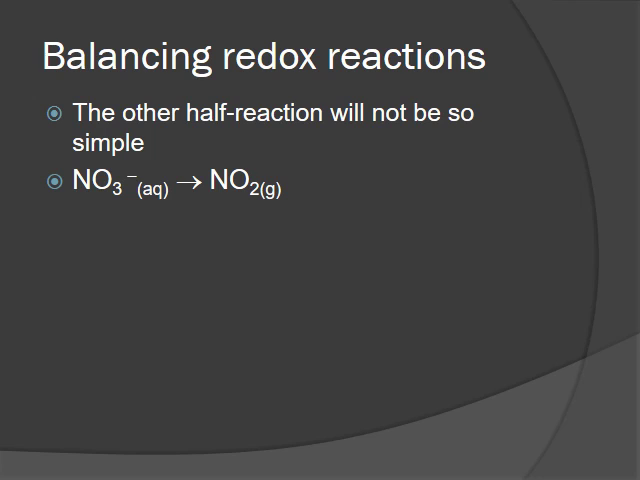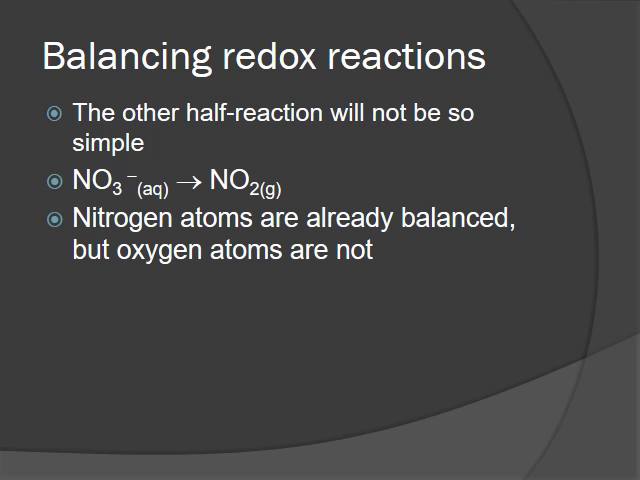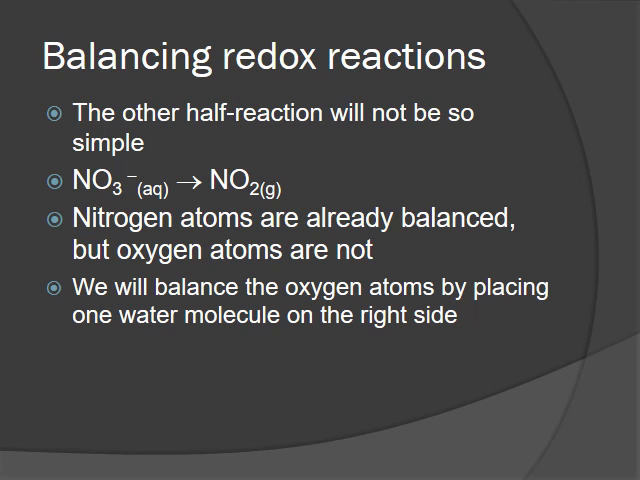Not so simple. Nitrate ion going to NO2 gas. The nitrogens are balanced, but look, the oxygens are not. 3 oxygens on the left, 2 on the right. So we must place 1 water molecule on the right hand side. And that's what we get.